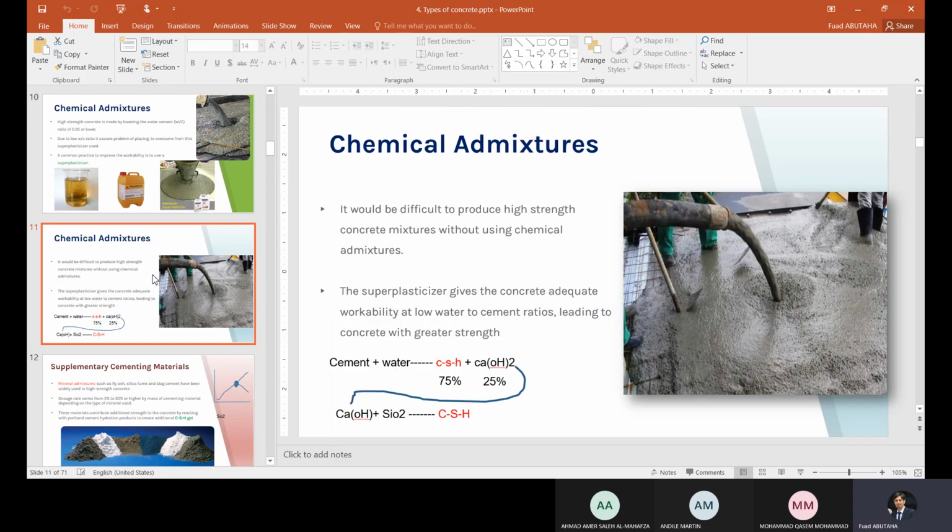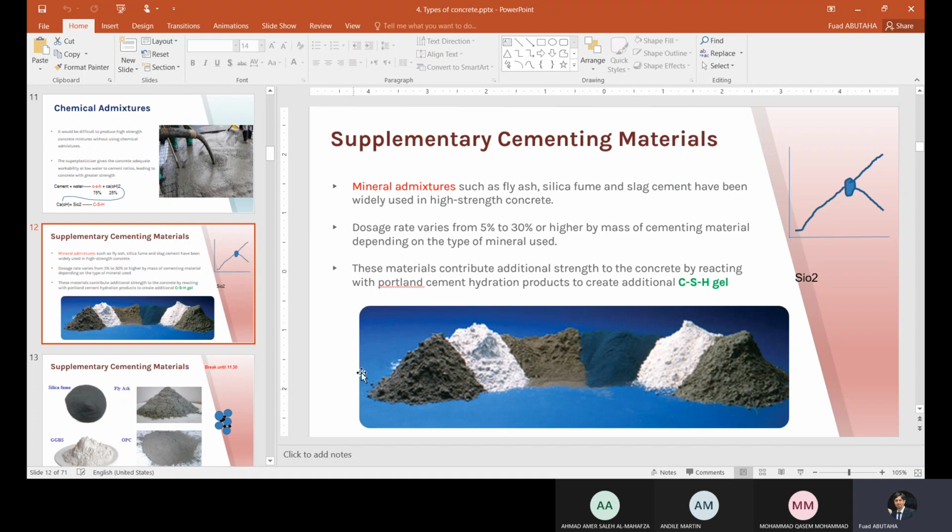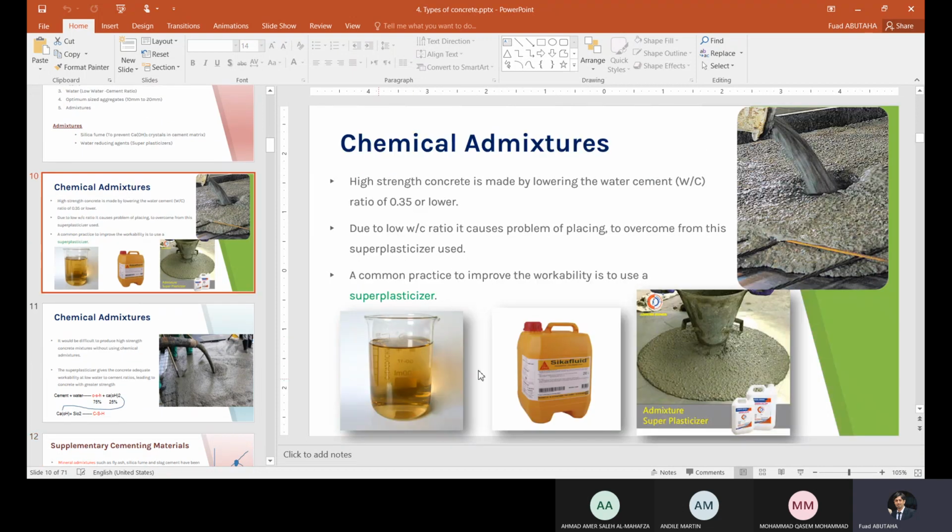The other thing that we need to study for the high strength concrete is the mineral admixtures. Mineral admixtures are byproducts and waste material that can be added to the concrete as a cement replacement. It's not an addition to the concrete. It's not like the chemical admixtures. The chemical admixture is used in the concrete by addition.